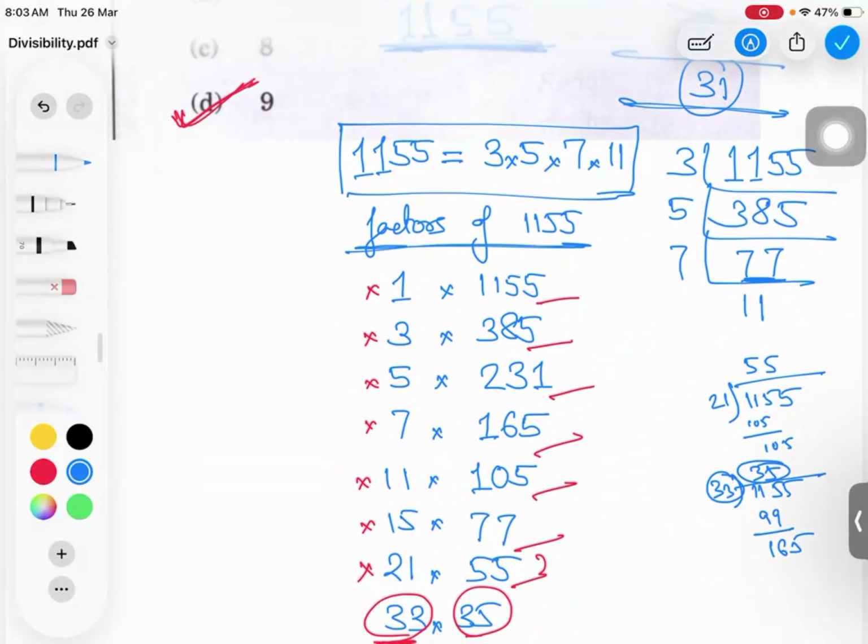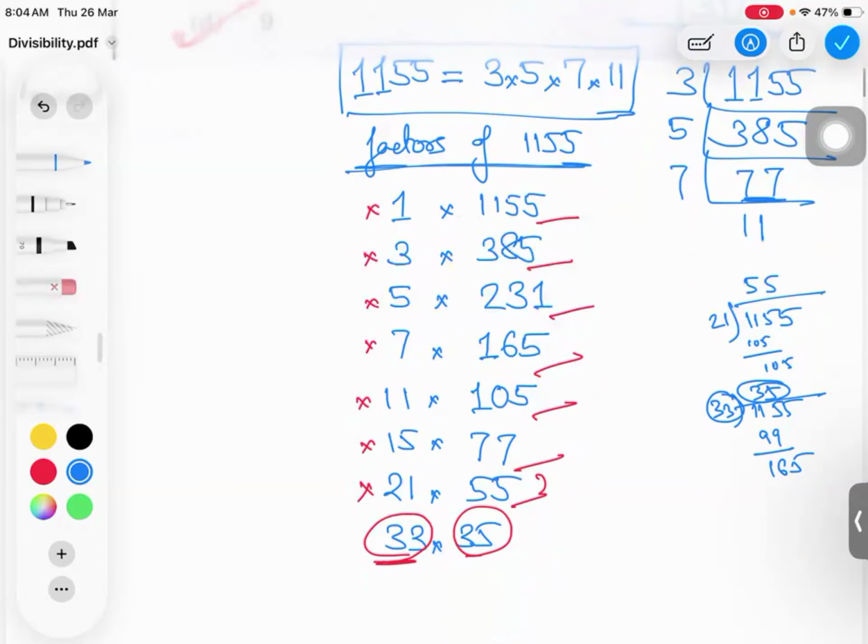Factors are nothing but some permutation combination of prime factors. 3 into 5 gives 15, 3 into 7 gives 21, 3 into 11 gives 33. 7 into 5 gives 35, 11 into 5 gives 55, 11 into 7 gives 77. So combinations of two gave us different factors; combinations of three will give even bigger factors.